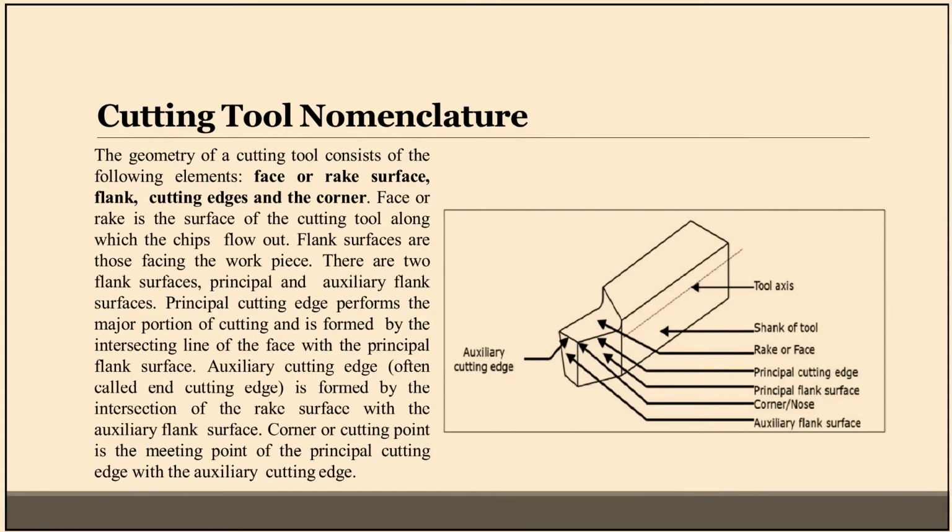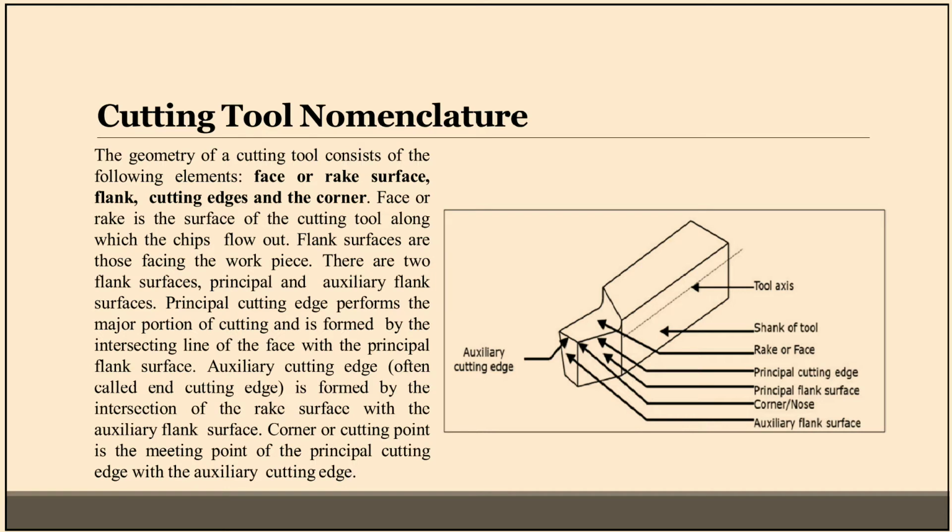Cutting tool nomenclature. In the picture we see auxiliary cutting edge, tool axis, shank of tool, rake or face, principal cutting edge, principal flank surface, corner or nose, and auxiliary flank surface. The geometry of a cutting tool consists of the following elements: face or rake surface, flank, cutting edges, and the corner. Face or rake is the surface of the cutting tool along which the chips flow out.